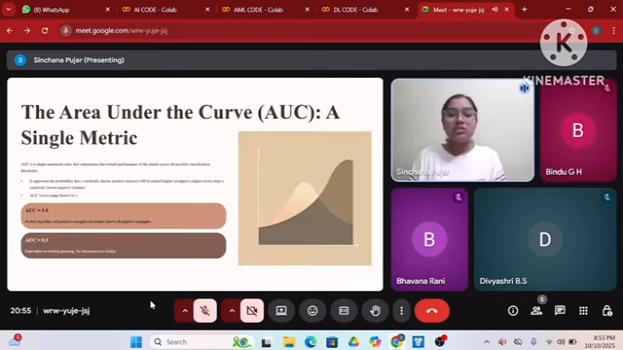Coming to the area under the curve, AUC, a single metric. AUC is a single numerical value that summarizes the overall performance of the model across all possible classification thresholds. It represents the probability that a randomly chosen positive instance will be assigned a higher score than a randomly chosen negative instance. AUC values range from 0 to 1. An AUC of 1.0 is a perfect classifier: all positive examples are ranked above all negative examples. An AUC of 0.5 is equivalent to random guessing, with no discriminative ability.